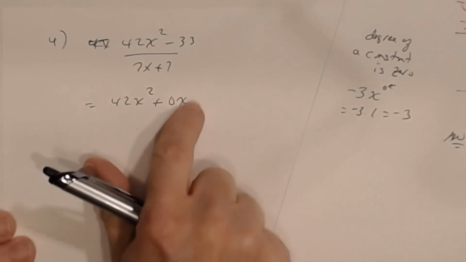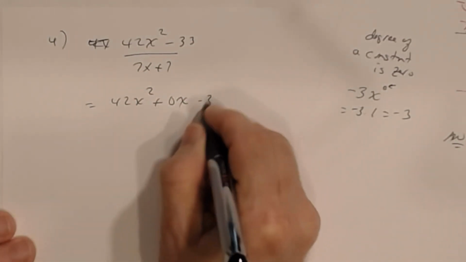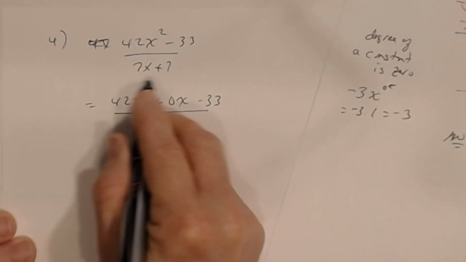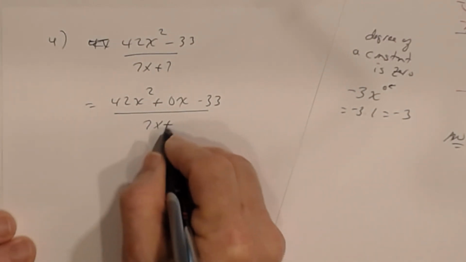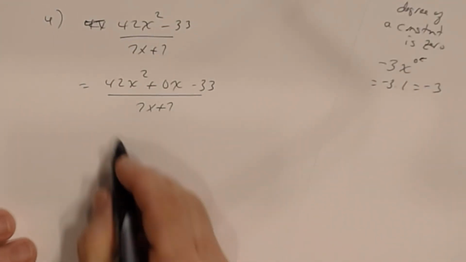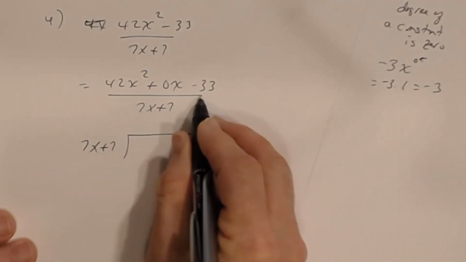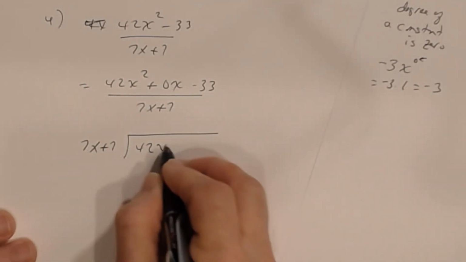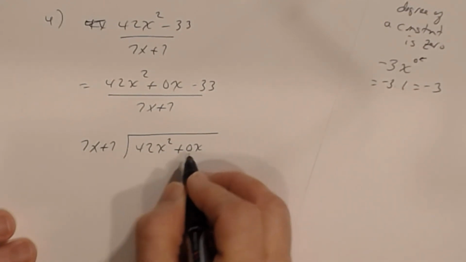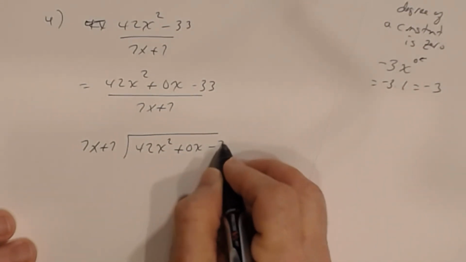So you have x squared, you have x to the first, and then minus 33, divided by, and there's no missing term here, so you're going to say 7x plus 7. All right. Now you do that long division. So 7x plus 7 divided into what you see here, 42x squared plus 0x. You've got to have that missing term, minus 33.